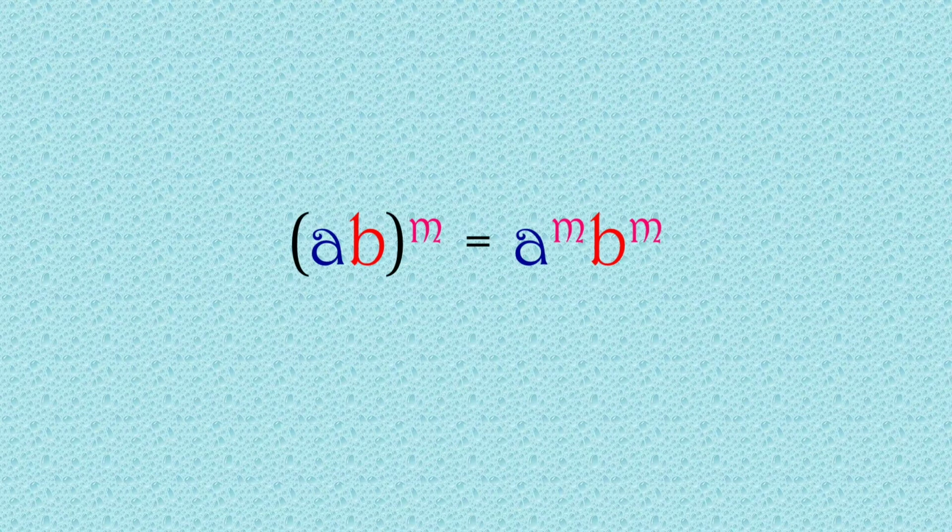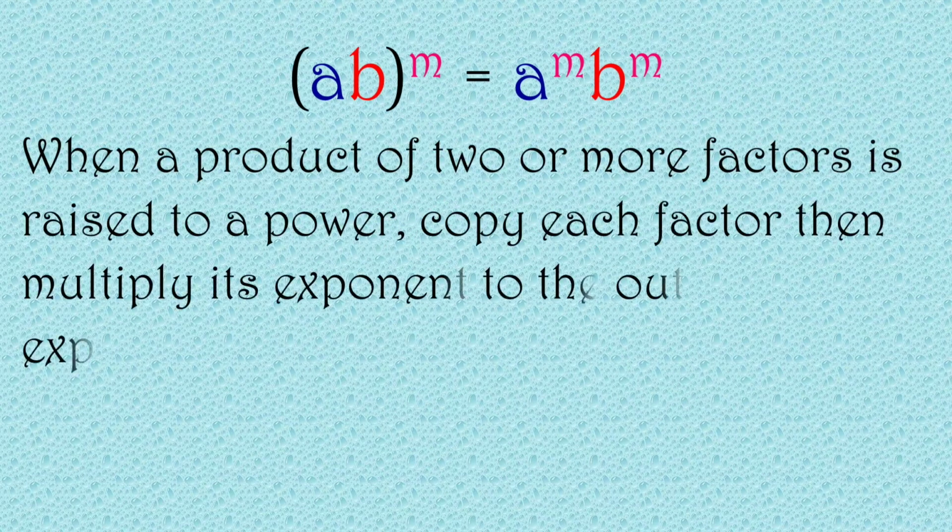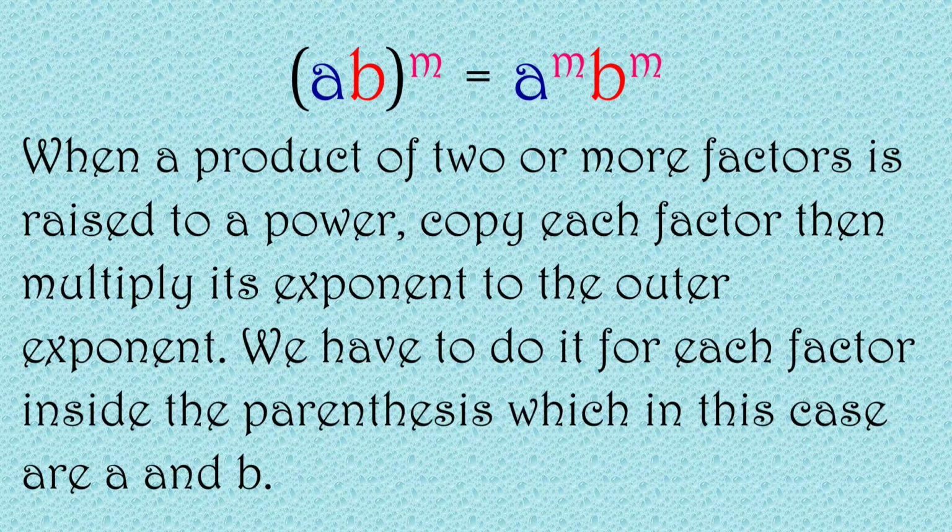So, when a product of two or more factors is raised to a power, copy each factor, then multiply its exponent to the outer exponent. We have to do it for each factor inside the parentheses, which in this case are a and b. So, dito kasi, meron na tayong dalawang base, which is a and b. Tapos, naka-raise siya sa exponent.